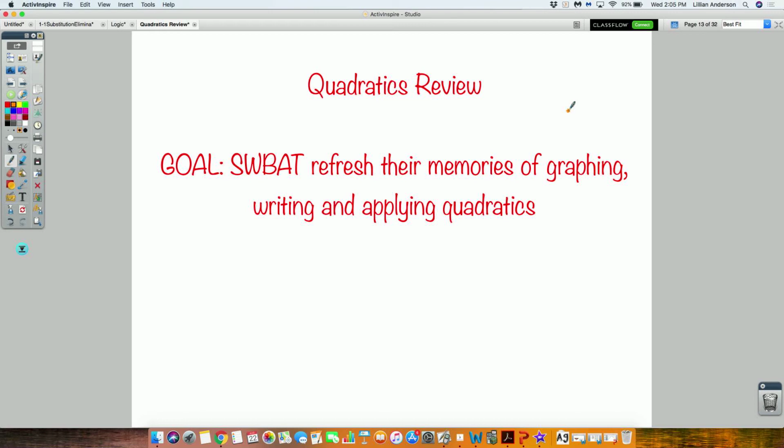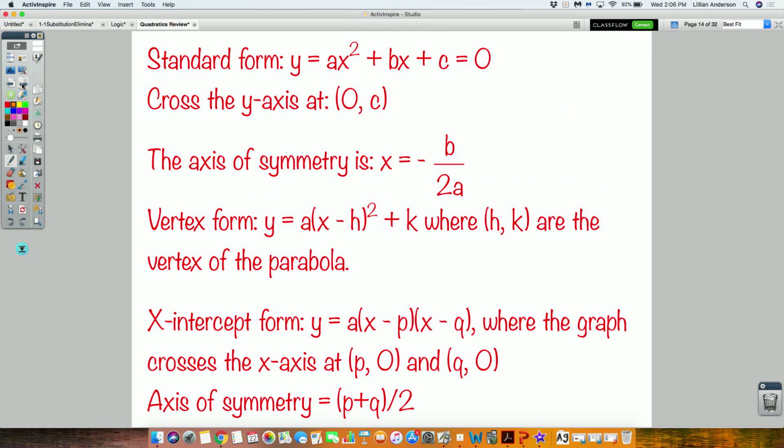Vertex form. Vertex form was one. Standard form. And X-intercept form. Okay? So, standard form was y equals ax squared plus bx plus c or equals 0 depending on how the question is worded. That's why I have 2 equal signs there for f of x.